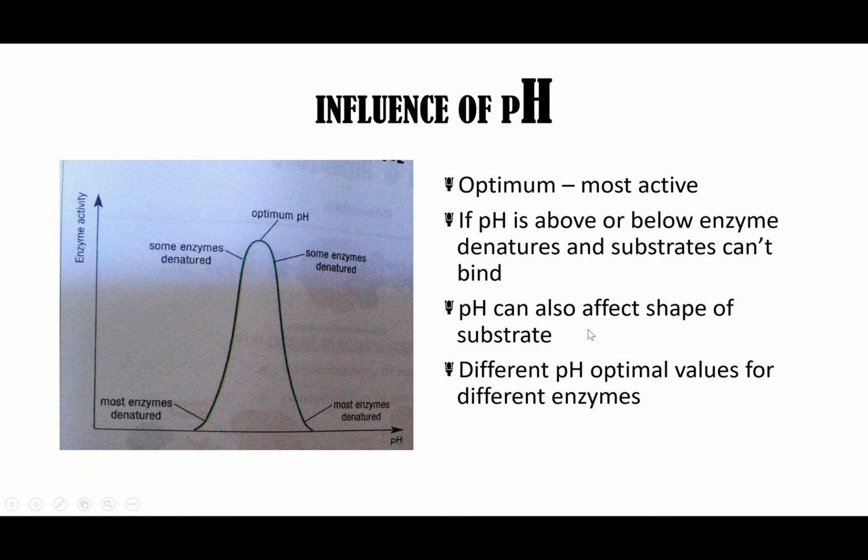activity. So pH can also affect the shape of the substrate. If it's too high, most enzymes denature. If it's too low, most enzymes denature. Different pH optimal values for different enzymes.